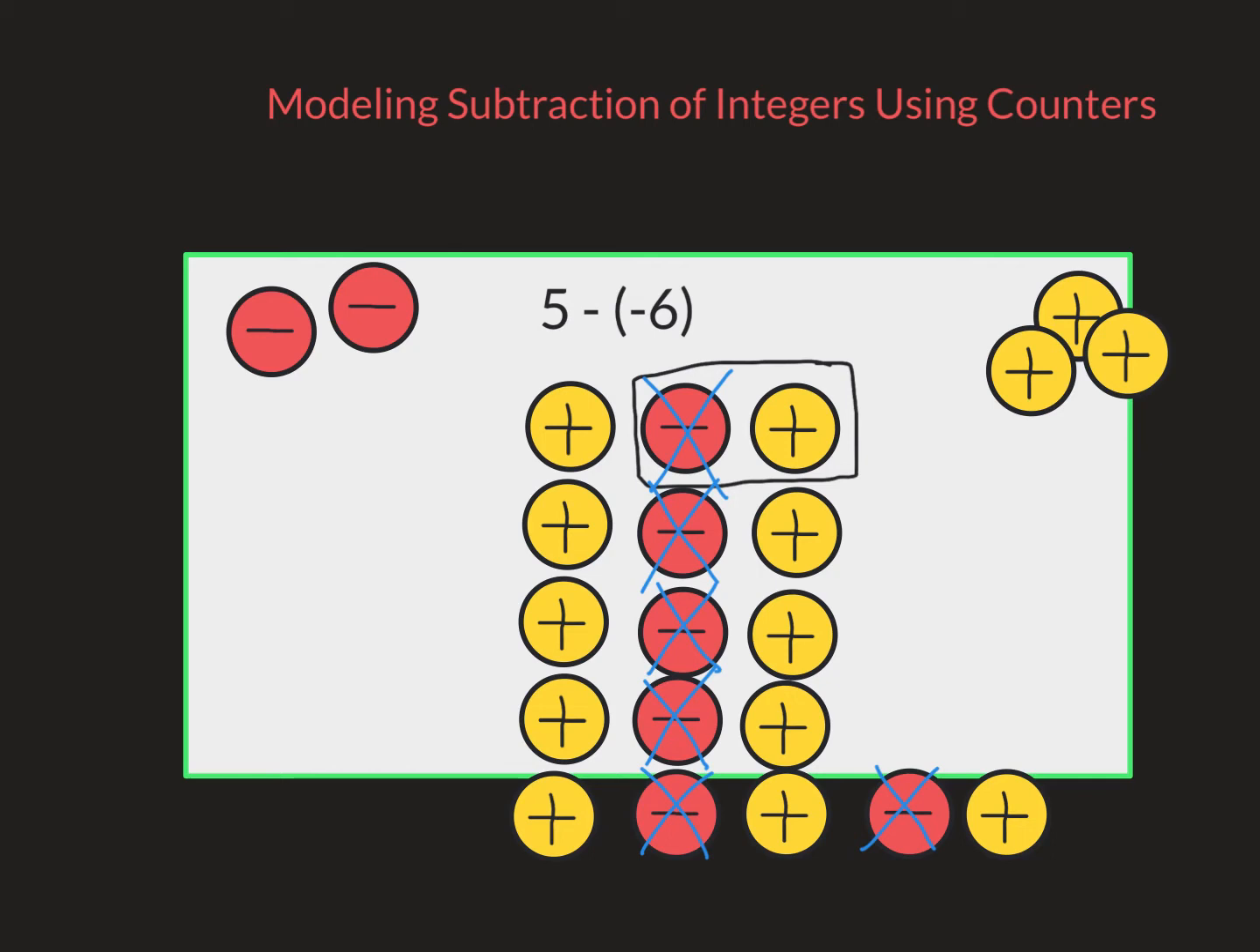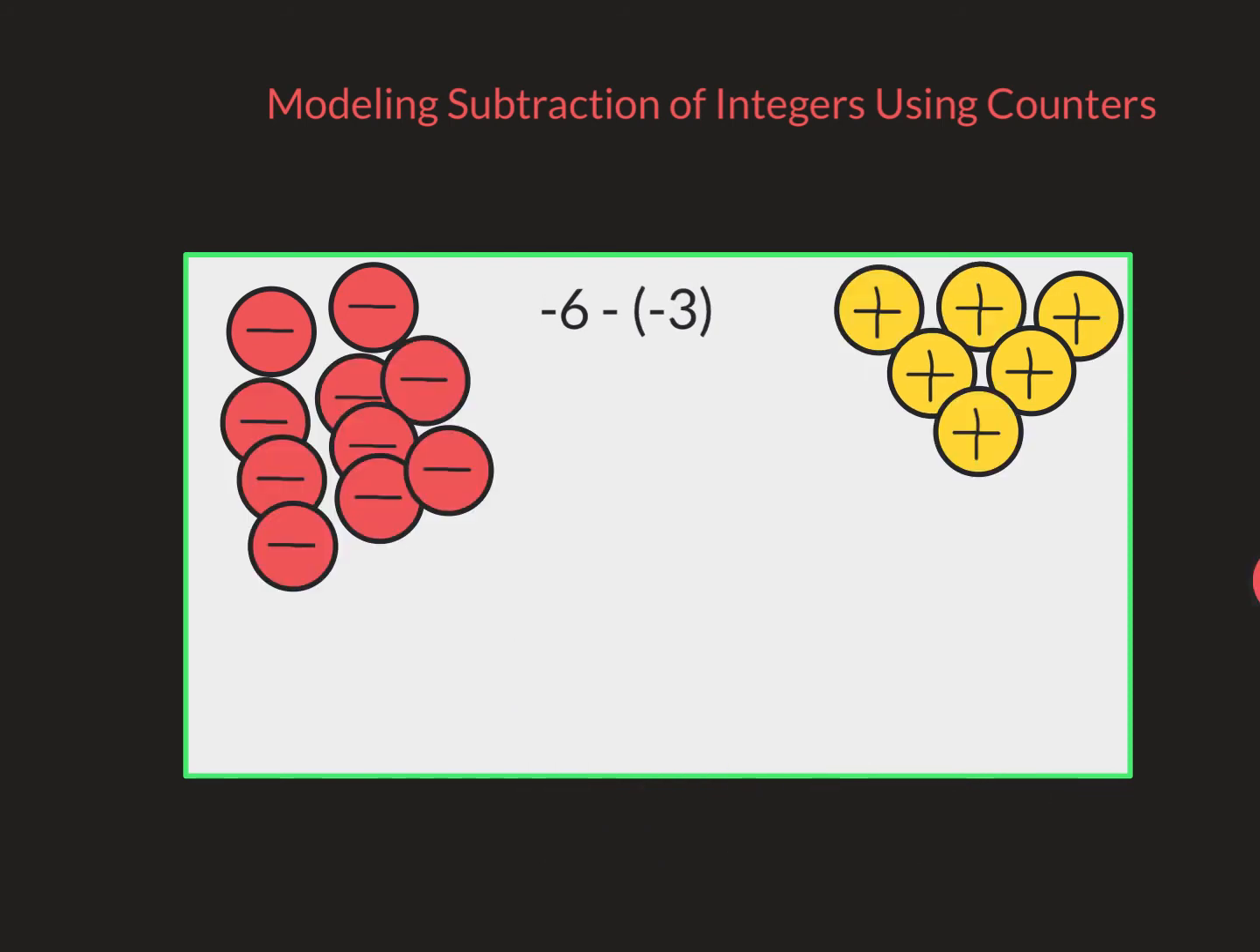So now we're just going to count up what we have left. We have 1, 2, 3, 4, 5, just like before. But now we have all these positive ones left over. 6, 7, 8, 9, 10, 11. So our solution ends up being 11 positive counters, okay? Little tricky. Give it a second for that to set in, and we'll do one more example.